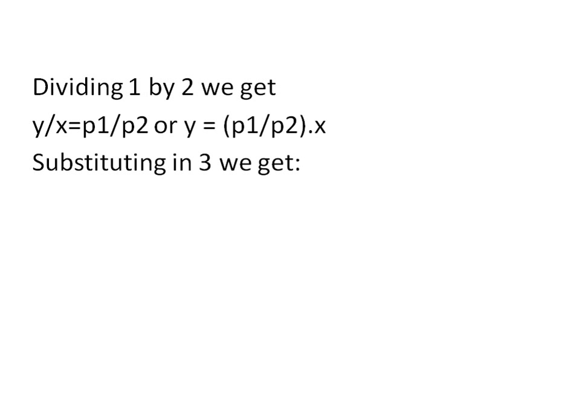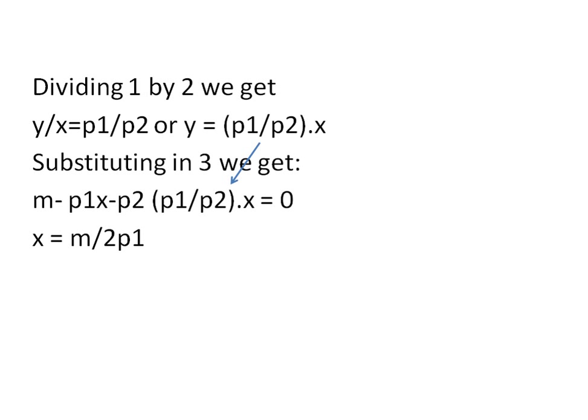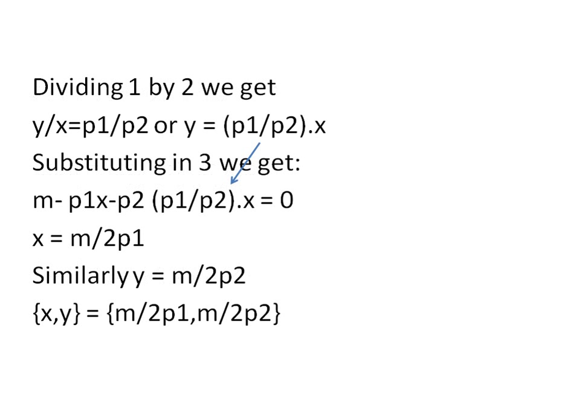Now substituting this y equals p1 by p2 into x into equation 3, we get m minus p1x minus p2 into, in place of y, you have substituted p1 by p2 into x, equals 0. So this entire expression is in terms of x now. So you can find the value for x, which will come out to be m by 2p1. Similarly, you can find y equals m by 2p2. So your Marshallian demand vector is xy, which is m by 2p1 and m by 2p2. Marshallian demands are always in terms of income and prices, and this is what we have derived.